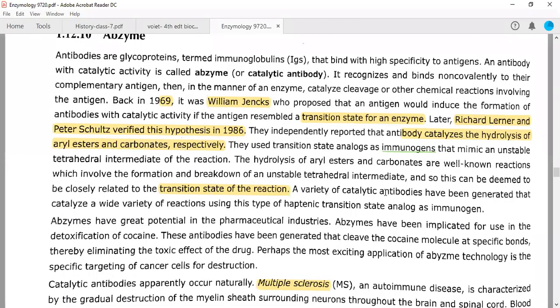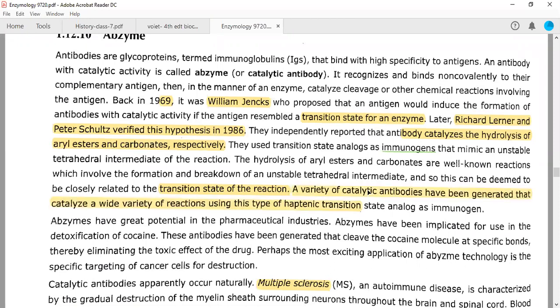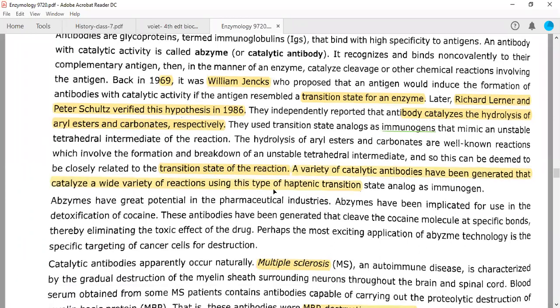A variety of catalytic antibodies have been generated after that, and they catalyze a wide variety of reactions using these haptenic transition state analogues as immunogens. Okay, so there is another molecule, hapten, also, which will enhance these immune responses.